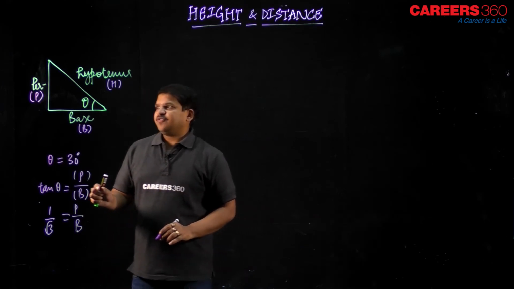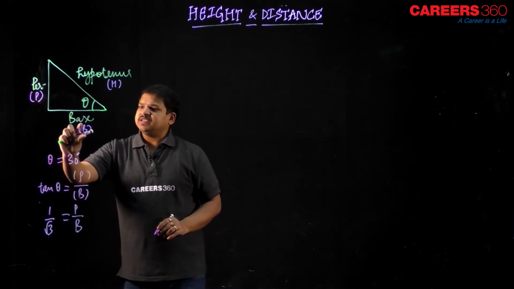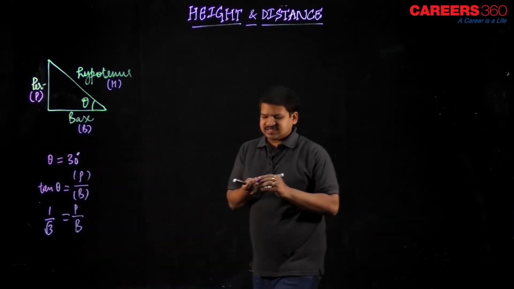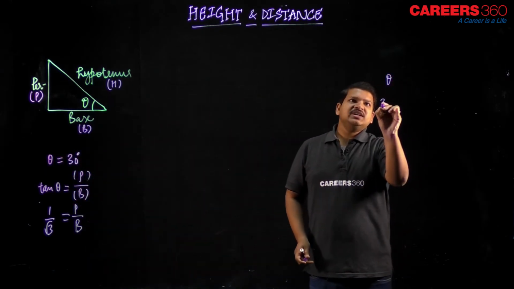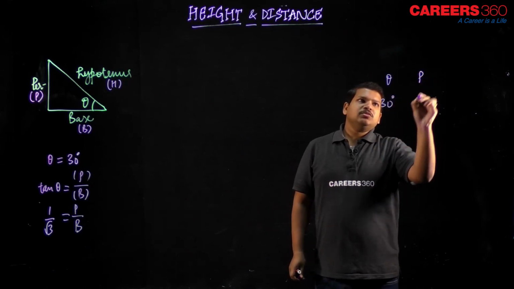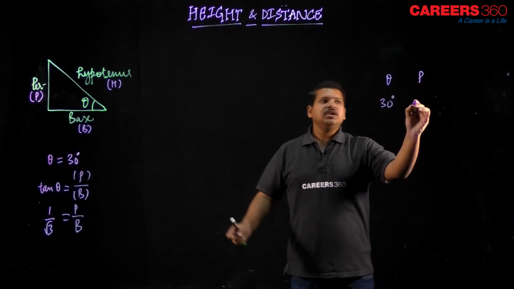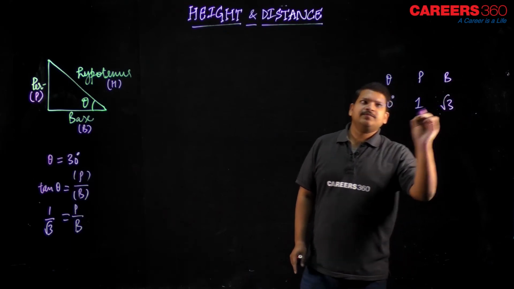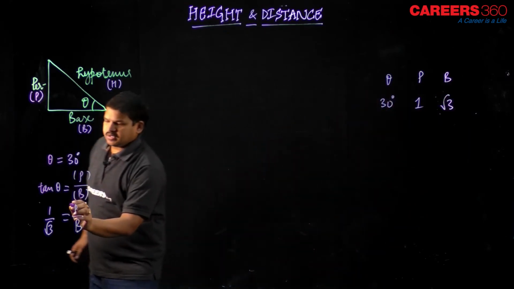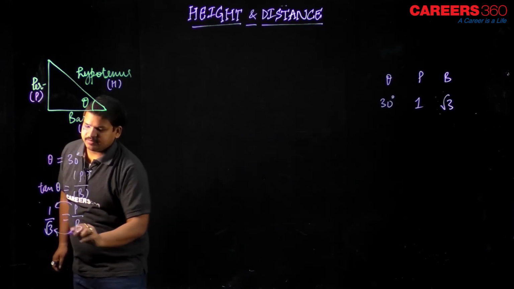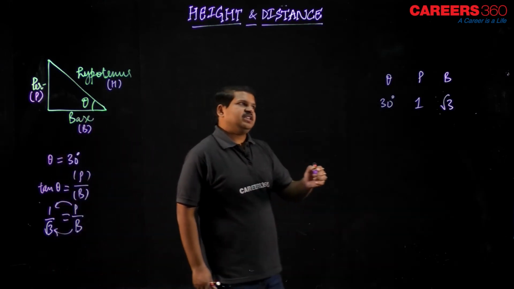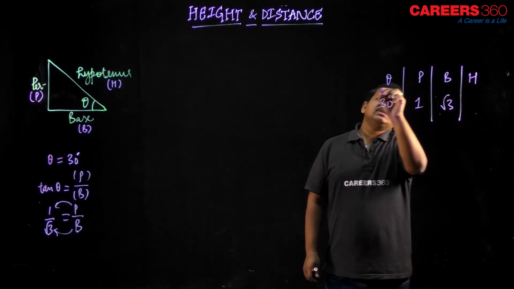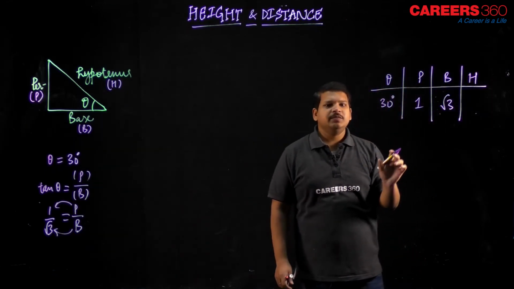Now, if perpendicular and base are in the ratio, let me just summarize it. If theta is equal to 30 degrees, my perpendicular will be 1 and my base will be root 3. So if this is the case, then what will be the value of my hypotenuse?